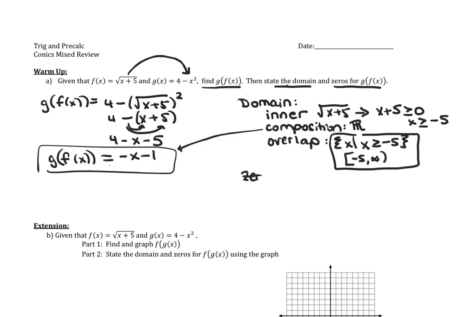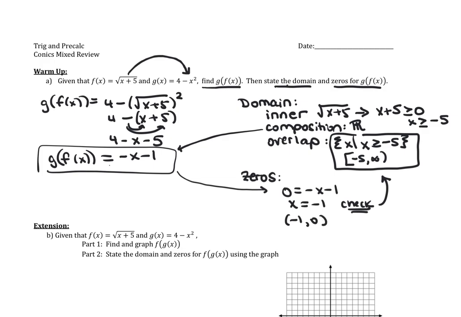Then to find your zeros, this is also a two-step process. You set the composition equal to 0 and solve. So I'll just add x to the other side. And then before we write that as a coordinate point, we need to check it and we need to ensure that it falls in our domain. So negative 1 is greater than or equal to negative 5, so it does work. So our 0 is negative 1, 0.